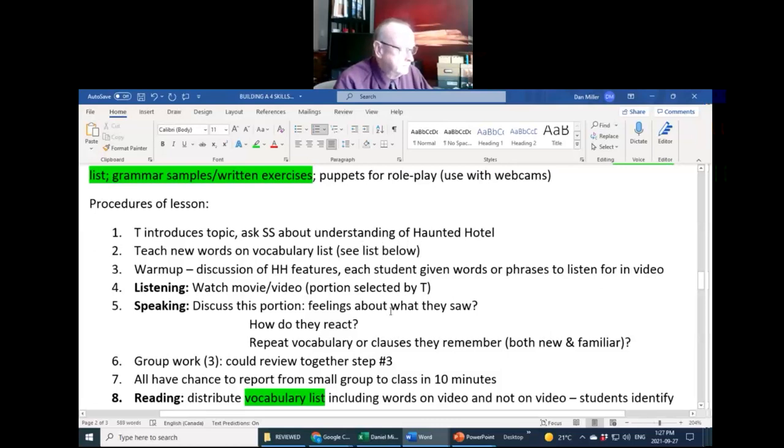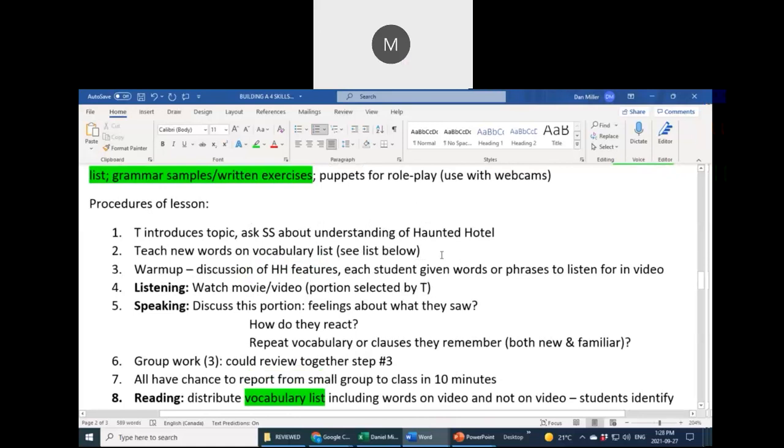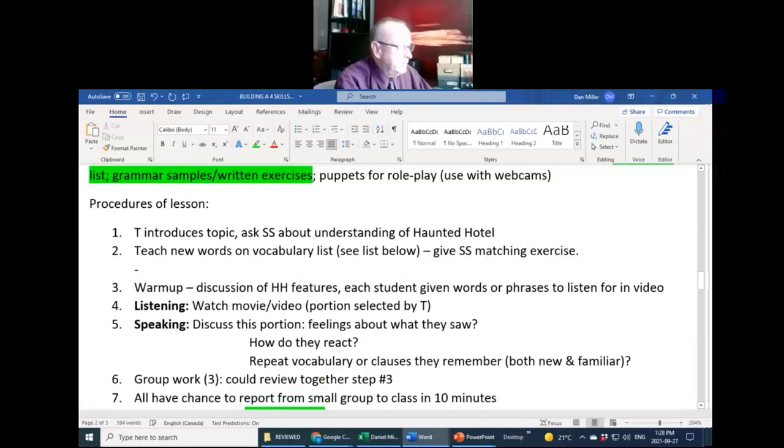So Moshkan, how would you do that? What would you do if you were going to teach the new words on the vocabulary list that we've got below here? Actually, I usually give the students a kind of matching exercise so that they can match the words with the correct meaning. Sometimes I ask some questions to make sure they know the meaning, but usually I give them a matching exercise. That's fine. That's a very good one.